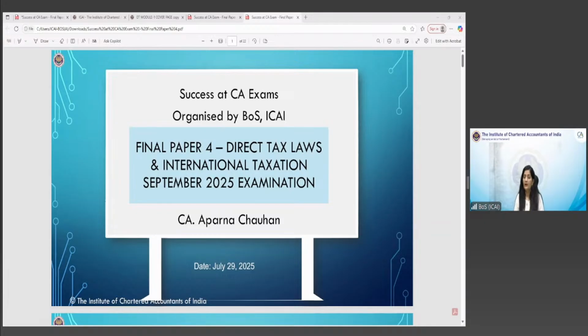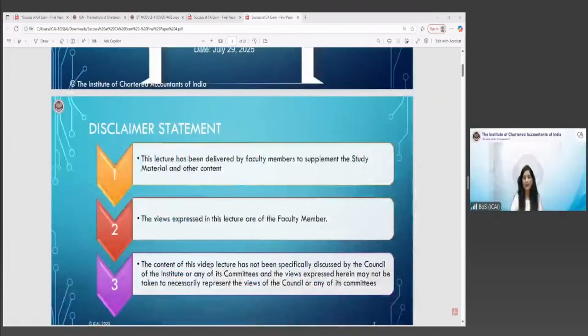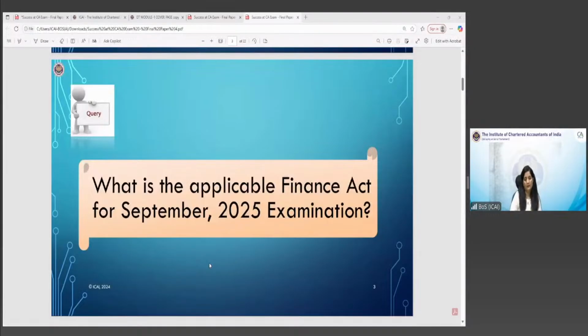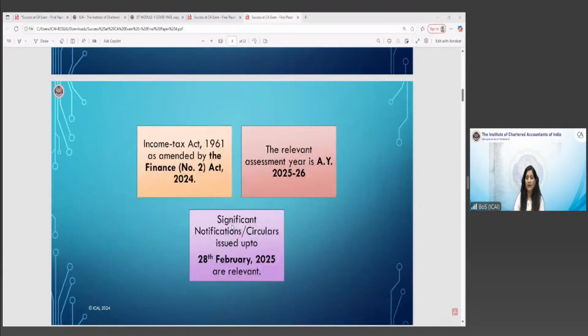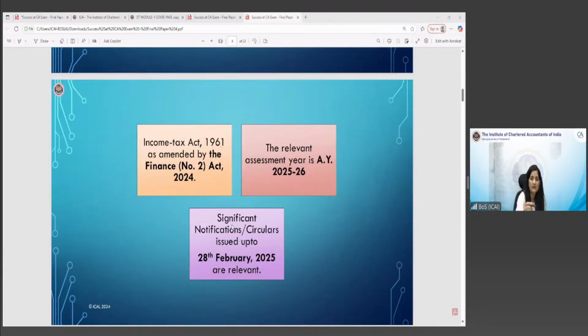These are the basic things for the September 25 examination, and you must all be aware of which Finance Act is relevant for your particular exam, and accordingly which would be your relevant assessment year. If we talk about the applicable Finance Act for the September 25 exam, let's brush up immediately that the Finance (No. 2) Act 2024 is relevant for the September 25 examination. Accordingly, the relevant assessment year is assessment year 25-26.